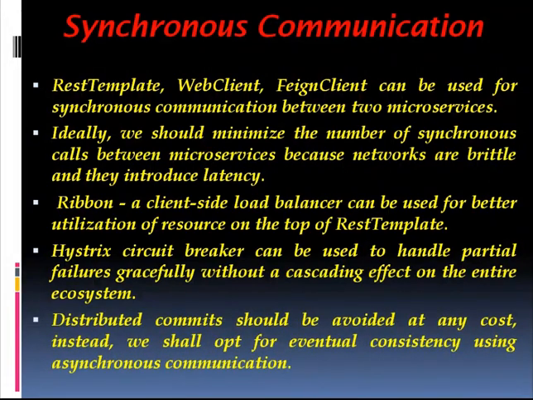Distributed commits should be avoided at any cost. Instead, we shall optimize for eventual consistency using asynchronous communication.